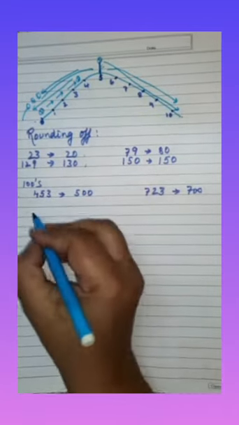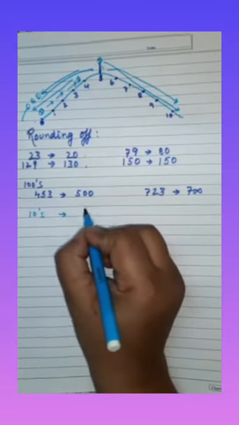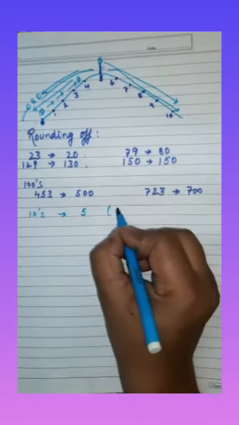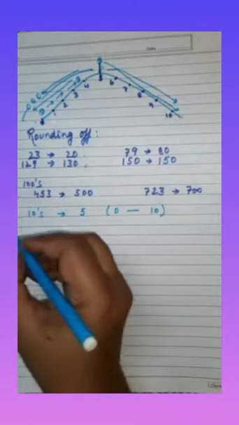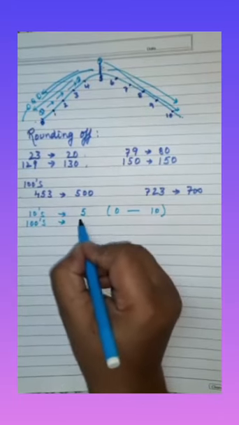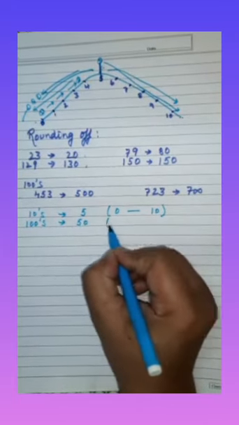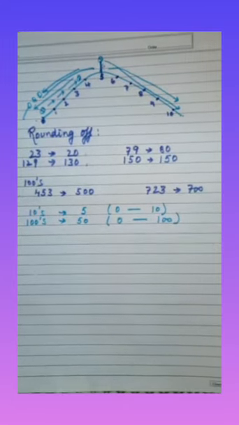That if we are rounding off to tens, the center point is 5 and it varies from 0 to 10. Right? If we are rounding off to the nearest hundreds, the center point would be 50 and it would be between 0 to 100. Okay, so this is our rule.